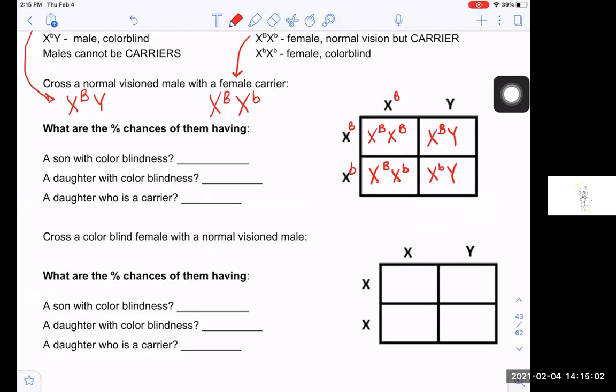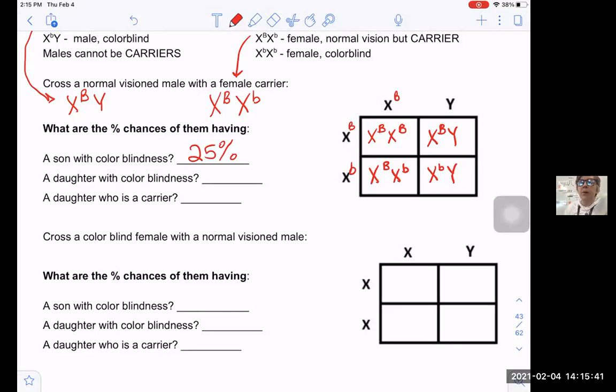50%. It's not 50. We're looking for a son with color blindness. This son up here does not have color blindness. Yep, so 25%. So Lorelai, you were right that they have a 50% chance of having a son, but they have a 25% chance of having a son who is also colorblind.